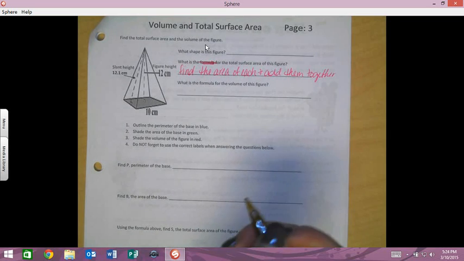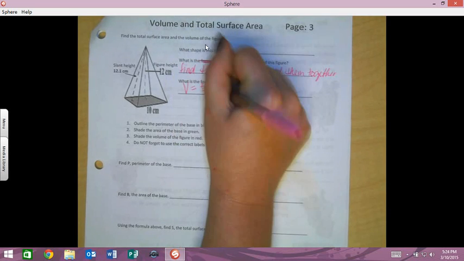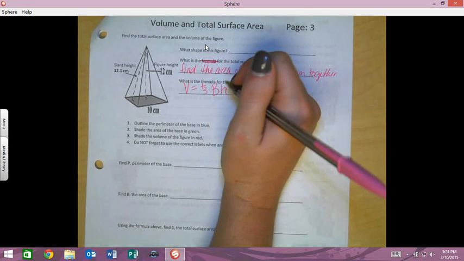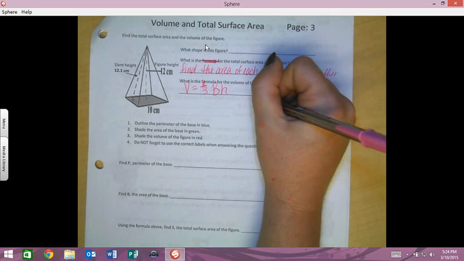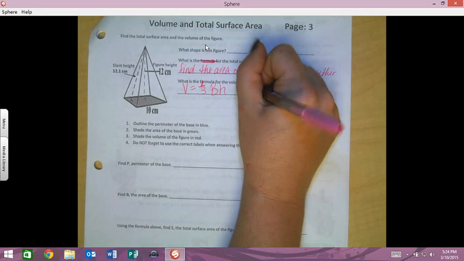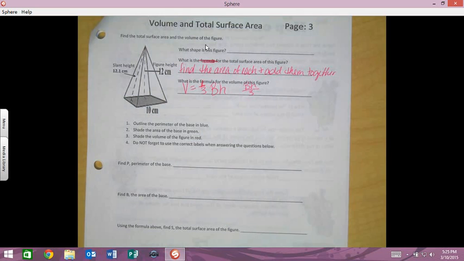So volumes do have a little different formula when it comes to pyramid. It's 1/3 of the big B times H. Another way that you could write this is big B times H divided by 3. Because when we're finding 1/3 of something, aren't we just splitting it into thirds, splitting it 3 equal pieces?